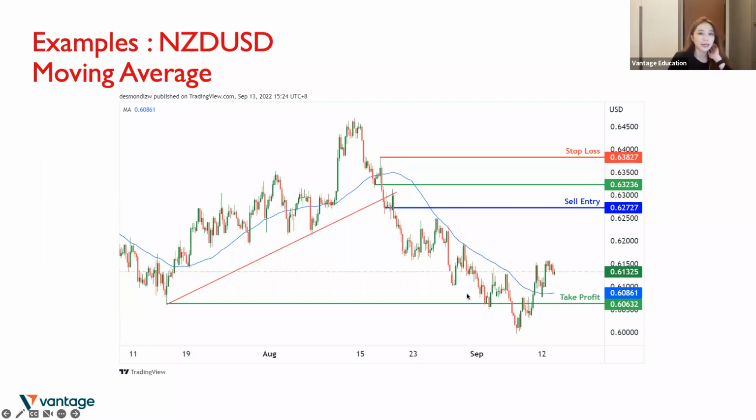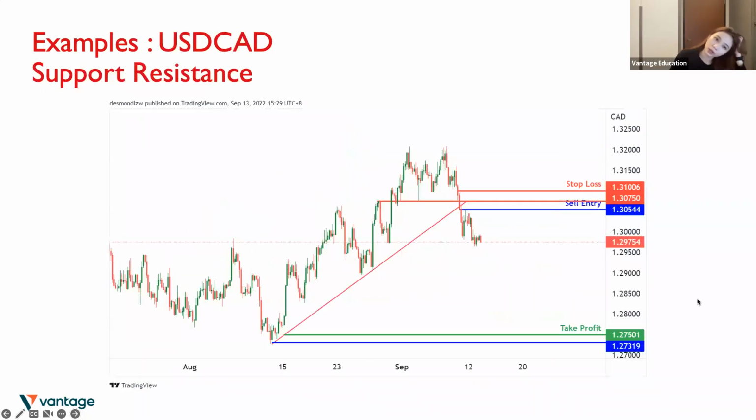All right, let's look at the next one. We are looking at CAD for support resistance stop loss. In this case, we are capturing an upward movement prior, and we are doing a downward fall. We are looking at 1.30750 as a support resistance overlap.